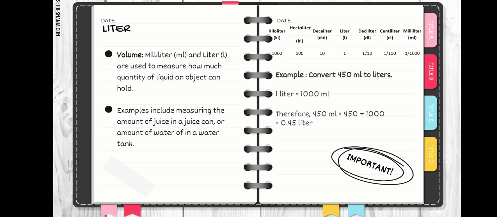So therefore, 450 ml. When we convert 450 ml, we just need to divide it by 1,000 since the movement is to the left. So 450 divided by 1000 is equivalent to 0.45 liters. So 450 ml is equivalent to 0.45 liter.